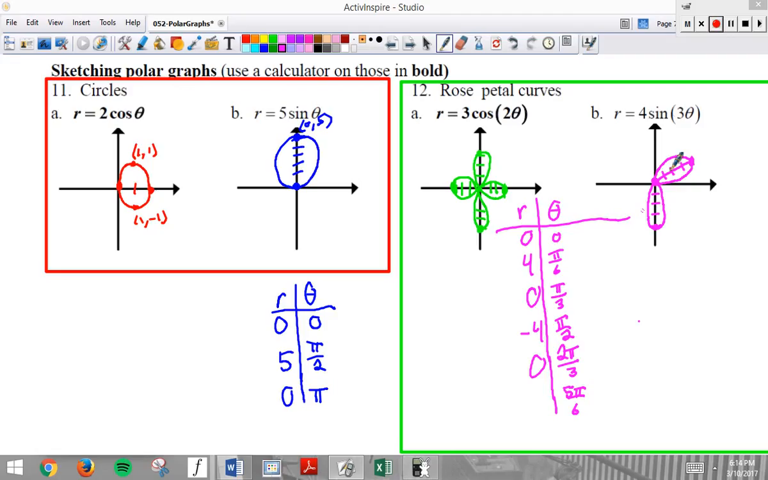So 5 pi over 2 in sine. What's the sine along here? It's 1. 1 times 4. We're back to 4. I'm sure you're so surprised. So 5 pi over 6 is an angle like this.